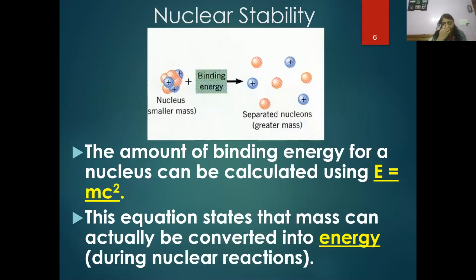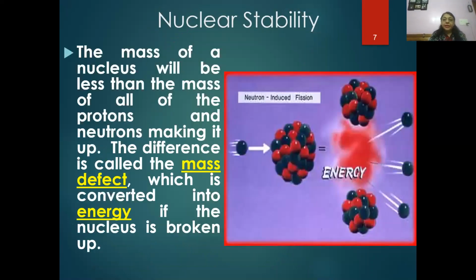The amount of binding energy for a nucleus can be calculated using the famous Einstein relation E is equal to mc square. And this equation states that mass can actually be converted into energy during nuclear reactions. So far, nothing new. We know this. The mass of a nucleus will be less than the mass of all of the protons and neutrons making it up. This you know very well. You calculate binding energy, you calculate mass defect.